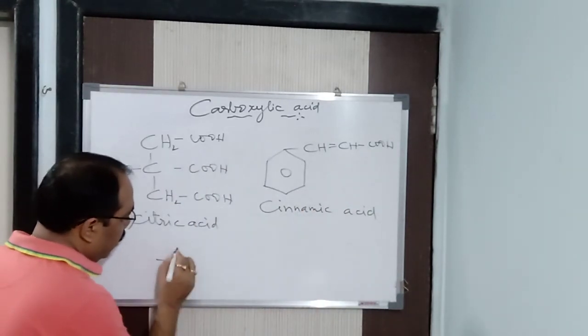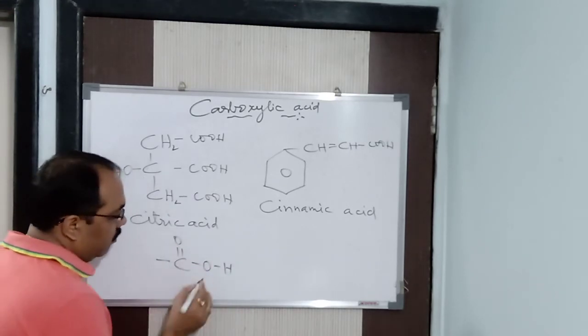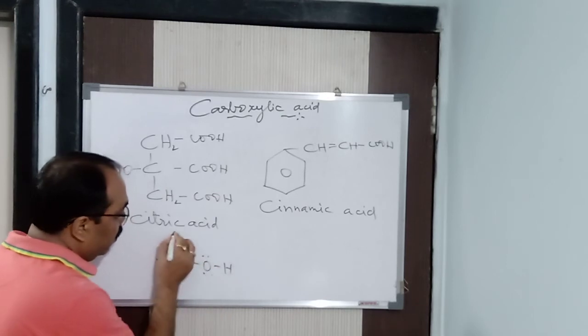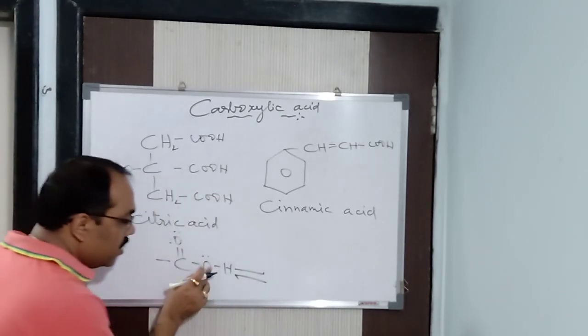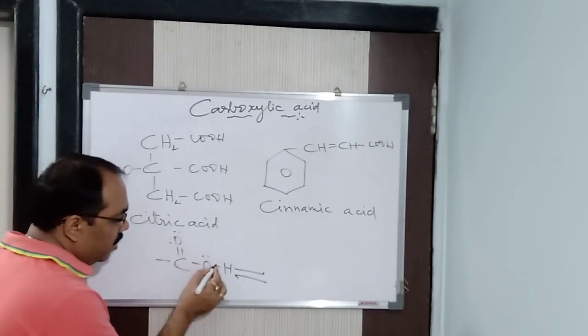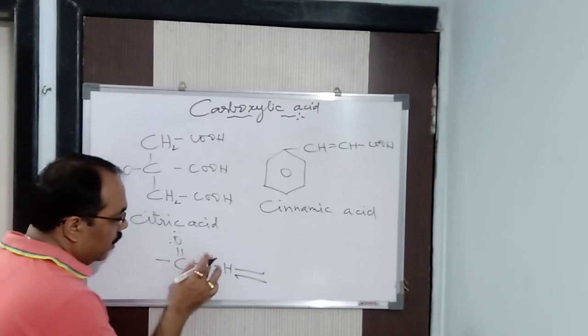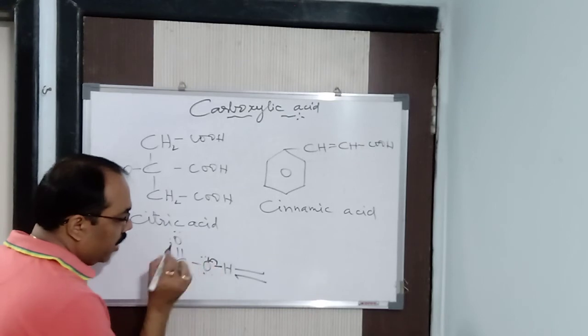Now, see here, COOH. Here the lone pair of electrons is there. What will happen? Oxygen is more electronegative than hydrogen, you know that. Oxygen will always have a tendency to take the pair of electrons from this particular H atom, because oxygen is more electronegative than hydrogen.